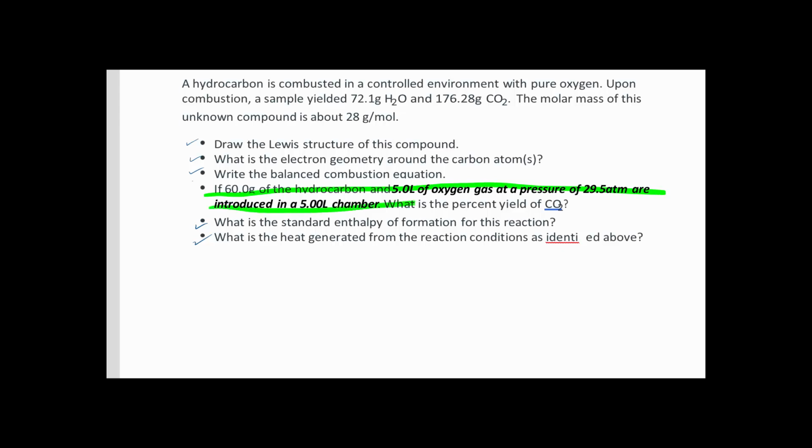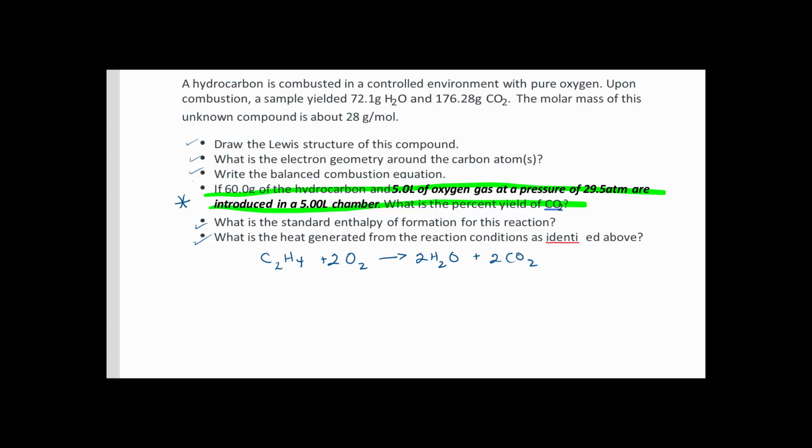So I need to start with the balanced chemical equation. I still need the information from the previous parts. So C2H4 is what we determined the molecular formula was going to be. And the balanced combustion reaction is going to look like this. And we did this in previous videos. You can always look up on the other homework assignments for those previous videos. So now I'm going to do the gas part.